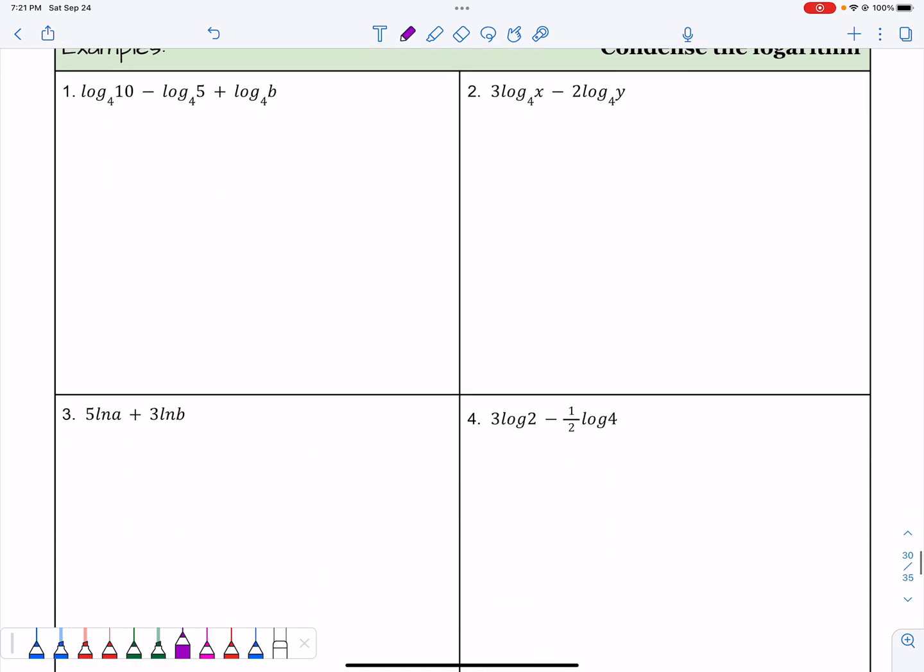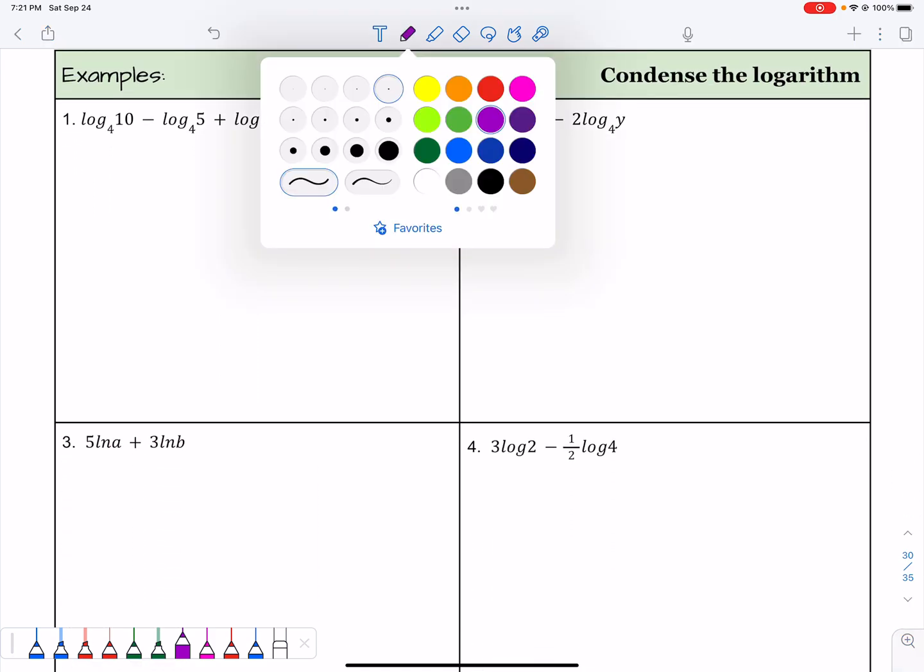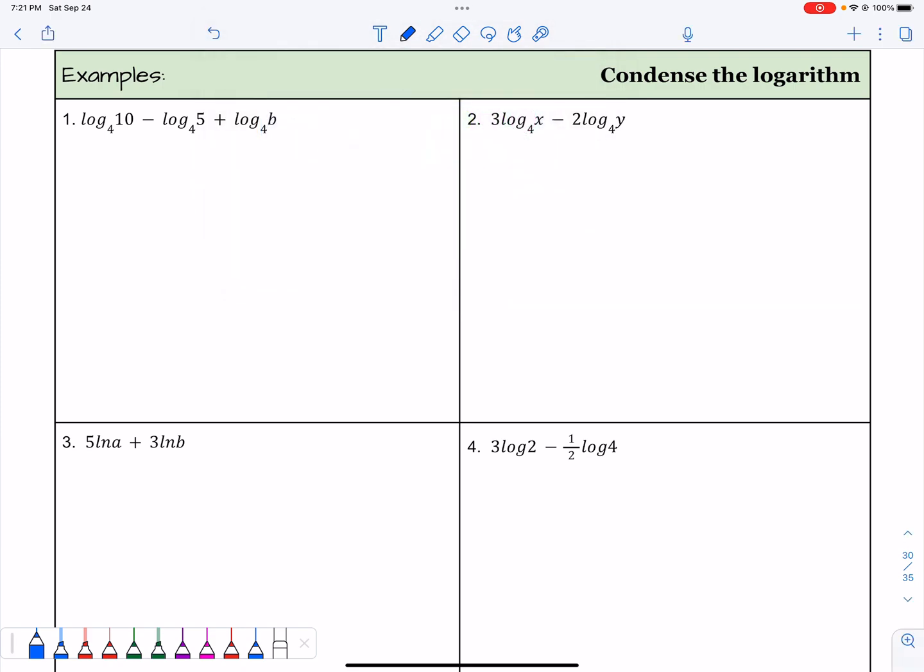So let's look at a couple of examples of condensing log expressions. So if I have log base 4 of 10 minus log base 4 of 5 plus log base 4 of b, you start by writing this first one down. So log base 4 of 10. And then it's subtracting log base 4 of 5. So put the 5 at the bottom. And it's adding log base 4 of b. So put the b at the top. So when you subtract, put it in the bottom or divide. And when it's adding, put it in your numerator or multiply.